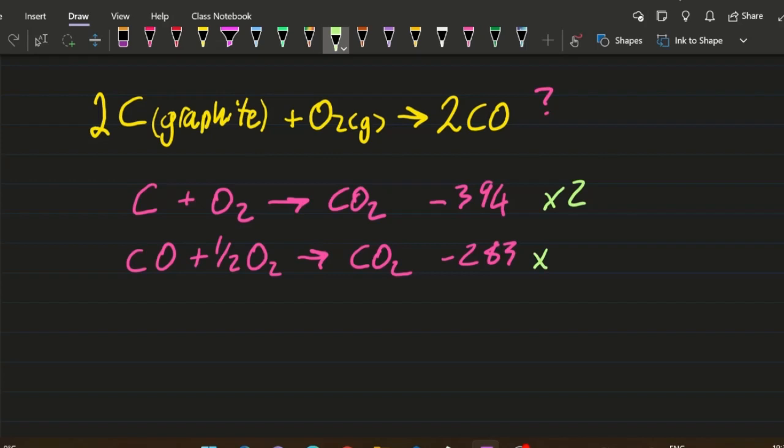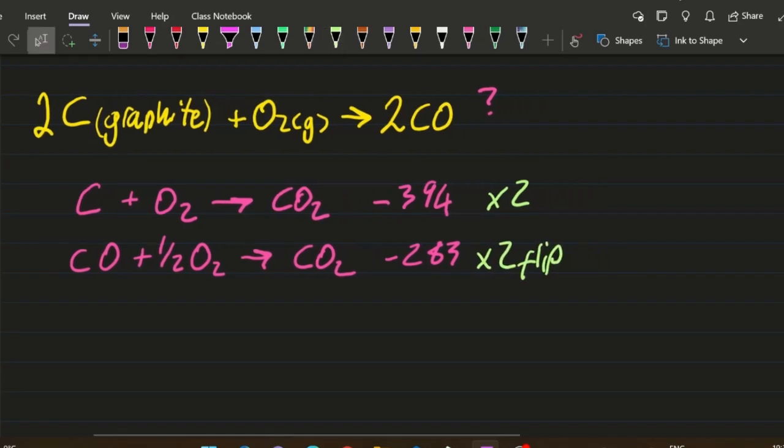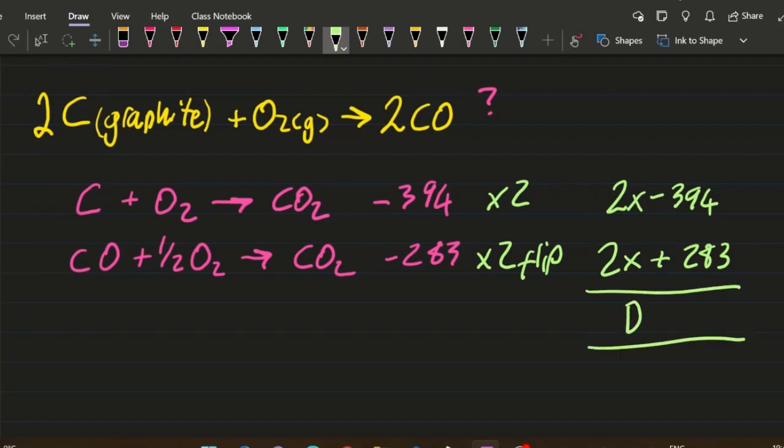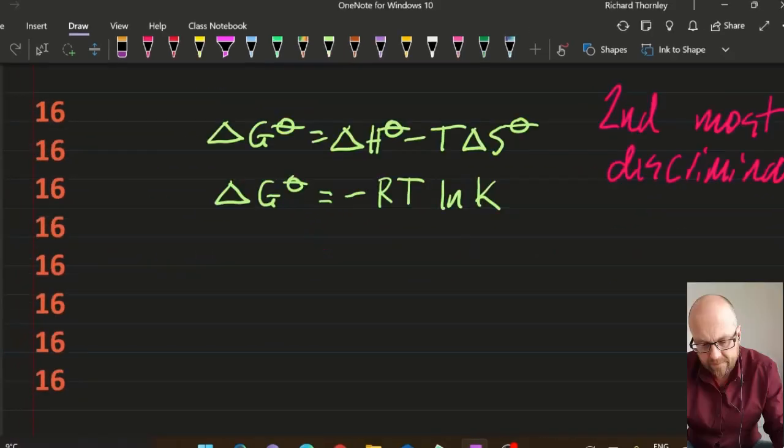If I double that one, and then flip it around, it will add up to that top equation. So remember, if you double it, you've got to double the delta H value. So that happens for both equations. And if you flip it around, the reactants and products swap places, you have to change the sign. Just add that up. That comes out at D. 16. Wow.